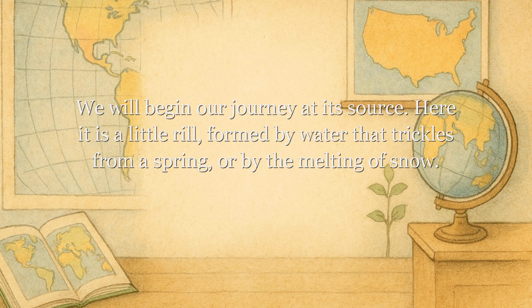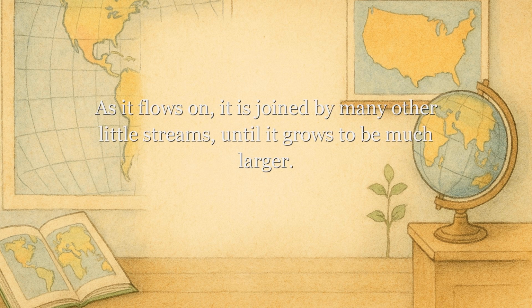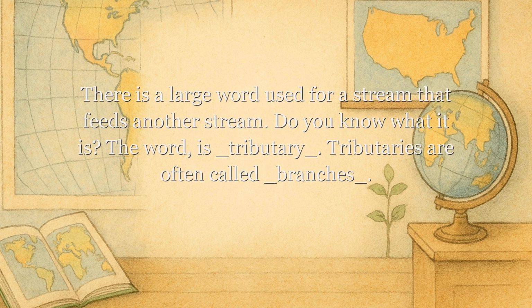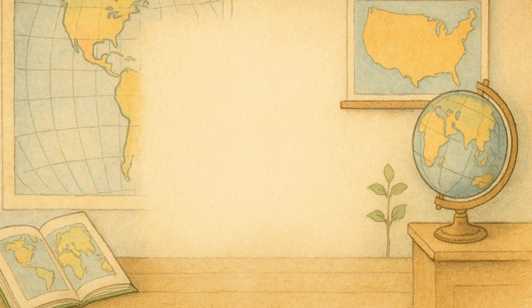Here, it is a little rill formed by water that trickles from a spring or by the melting of snow. As it flows on, it is joined by many other little streams until it grows to be much larger. There is a large word used for a stream that feeds another stream. Do you know what it is? The word is tributary. Tributaries are often called branches.